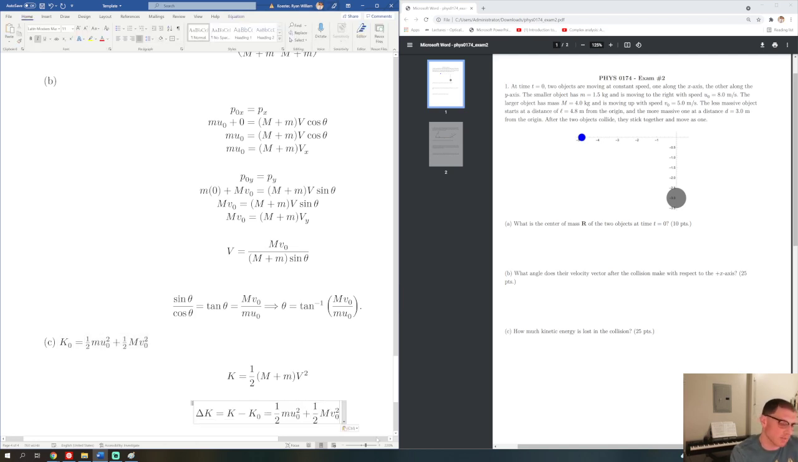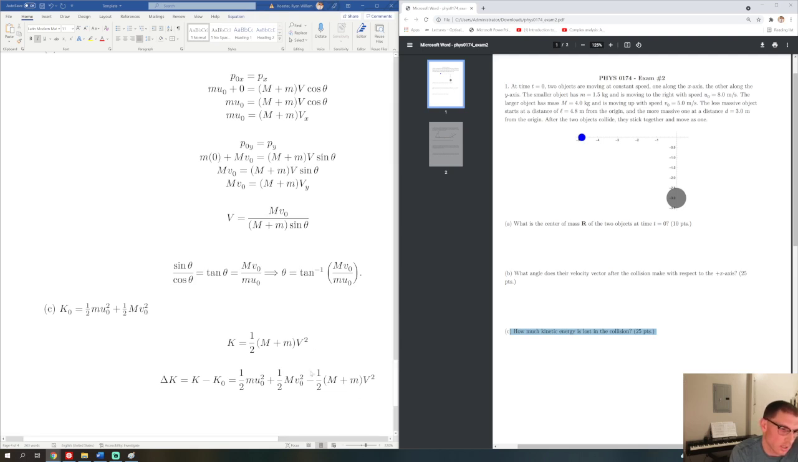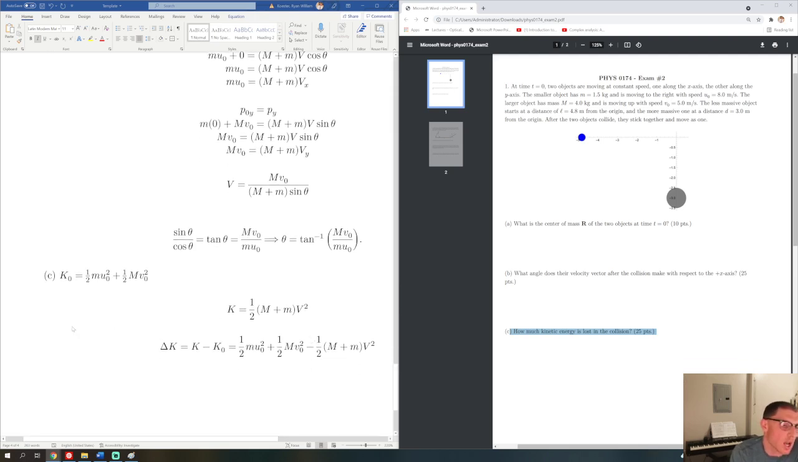Now, when I gave this exam over the summer, what lots of students wanted to do was... well, this is maybe phrased a little ambiguously, but the point is that energy is lost in this collision, right? So we're not applying conservation of energy here. What we're doing is just calculating what the change in kinetic energy is. Because if energy had been conserved, this would be 0, right? But if you plug the numbers in, you find that it's not 0.